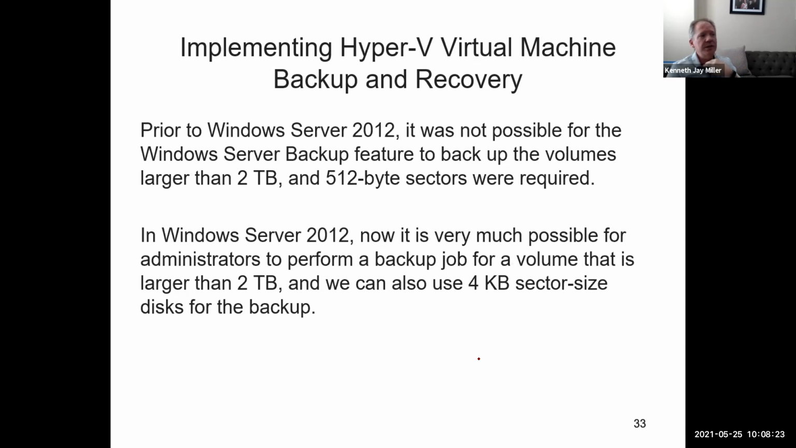Okay. Now, prior to Windows Server 2012, it was not possible for the Windows Server backup feature to back up volumes larger than 2 terabytes, and they had to have a sector size of 512 bytes. If it's bigger than that, and the default sector size for Windows is 4 kilobytes, you ran into problems there. In Server 2012 and beyond, it's very much possible for administrators to perform a backup job for a volume that's larger than 2 terabytes, and you can also use the default 4 kilobyte sector size.